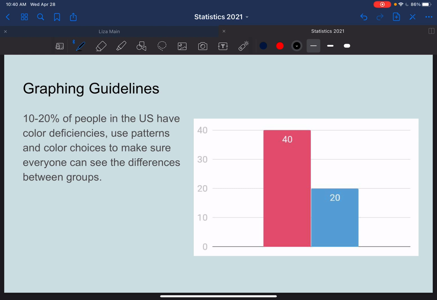You also can use patterns. So if you need colors that are similar in tone or intensity, you can put lines on them. That's an option in Excel. Just keep in mind that you want to use the same color for the same thing. Don't use this for, let's say, girls and this for boys, and then in the next one use green and yellow. You want to guide the reader by picking color choices and pattern choices that carry throughout and make sense. So keep that in mind.